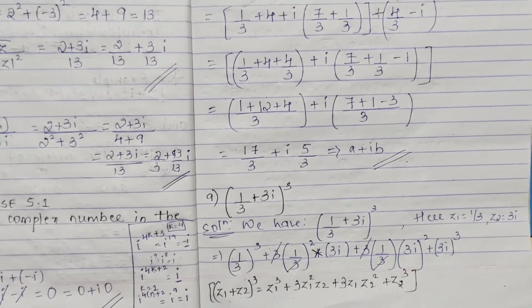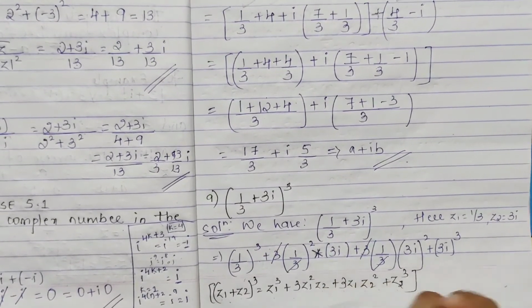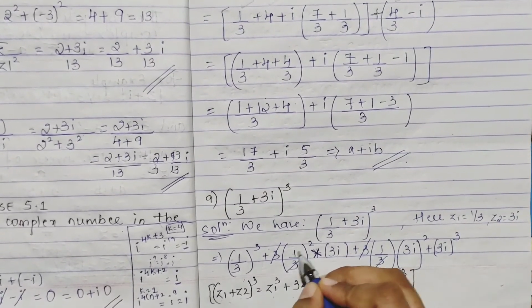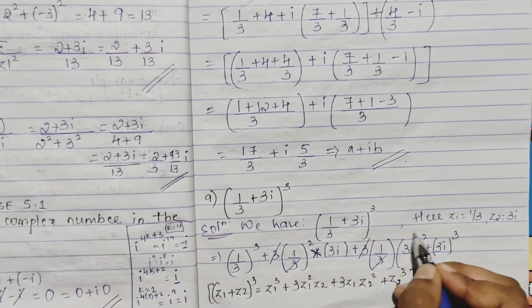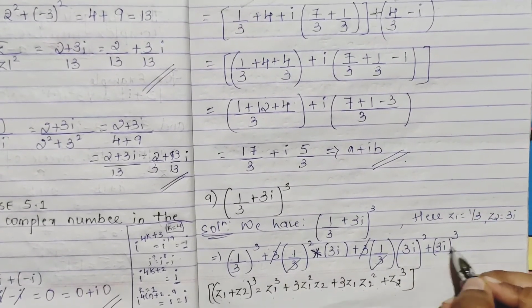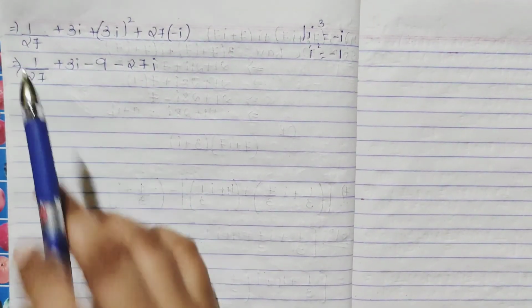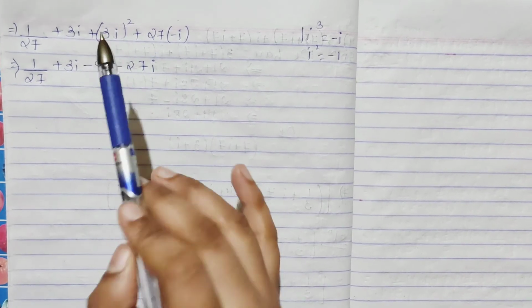So what we are doing, 1 by 3 cube. 3 cube is what? 27. 3 ones are 3, 1s get cancelled. Here it is into, okay, don't get confused with plus. 1 square is 1, so 1 into 3i is 3i. Even here 3 gets cancelled, so you are left with 3i whole square plus 3i whole cube.